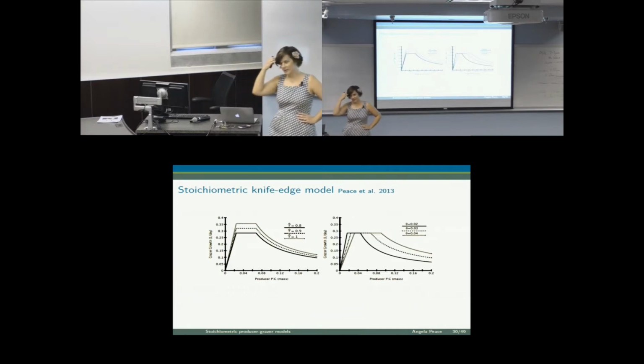Here are some theoretical curves. These are the knife edge curves made from the model. These curves are made from our growth expression that we developed for the model. On this axis, you have the producer P content as a P to C ratio. On the x-axis, you have the grazer's growth rate. There's not so much data out there that we know what these curves look like exactly, but we know that they have reduced growth both for low phosphorus as well as for high phosphorus. So we changed different parameters in our model to get an idea of how they affect the shape of these knife edge curves.